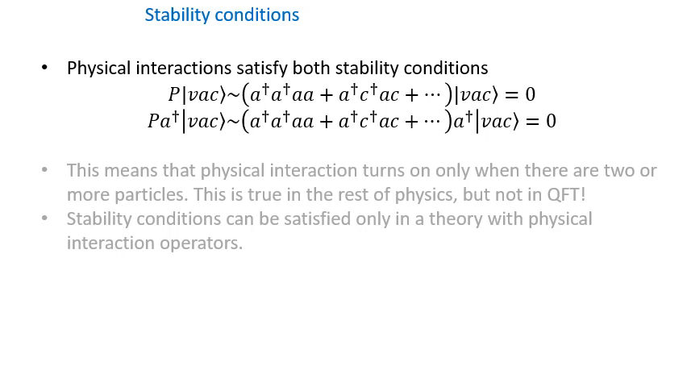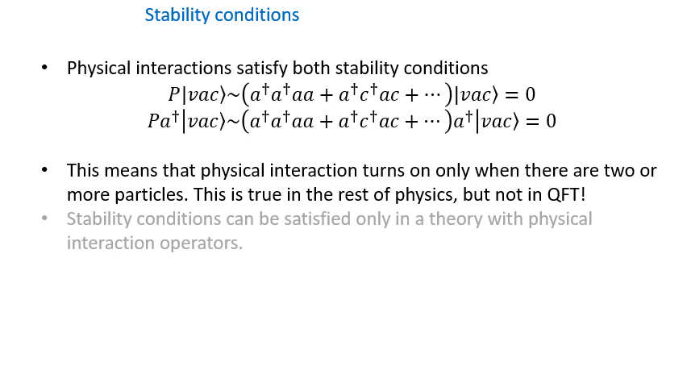The situation is quite different when we turn our attention to physical interactions. They do satisfy both stability conditions because they always have at least 2 annihilation operators on the right. So physical operators yield 0 when acting on 0 particle and 1 particle states. This means that physical interaction acts only when there are 2 or more particles. This simple requirement is intuitively very satisfying.